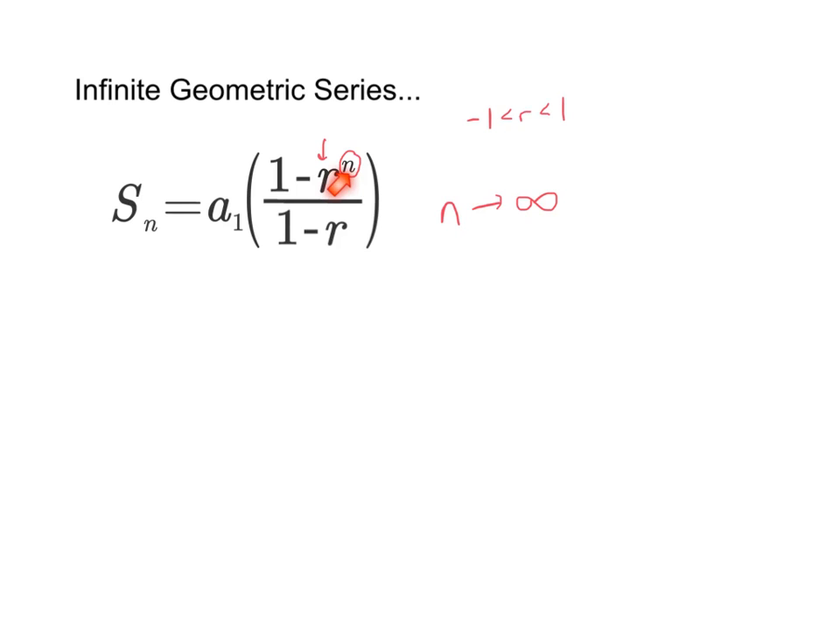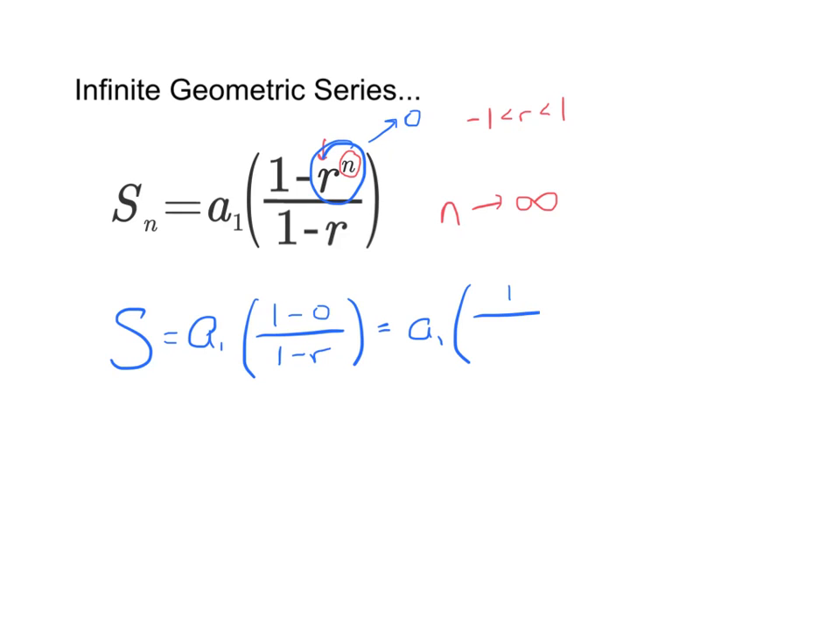So as a power gets larger and larger, this number would get smaller and smaller and smaller. Think of 1/2 squared, then 1/2 to the third power, then 1/2 to the fourth, and so on. That fraction gets tinier and tinier and tinier, to the point where this is getting infinitely close to 0. So our formula becomes, for infinitely many terms, your first term times 1 minus 0 over 1 minus r. And we can simplify that to be the first term over 1 minus r.